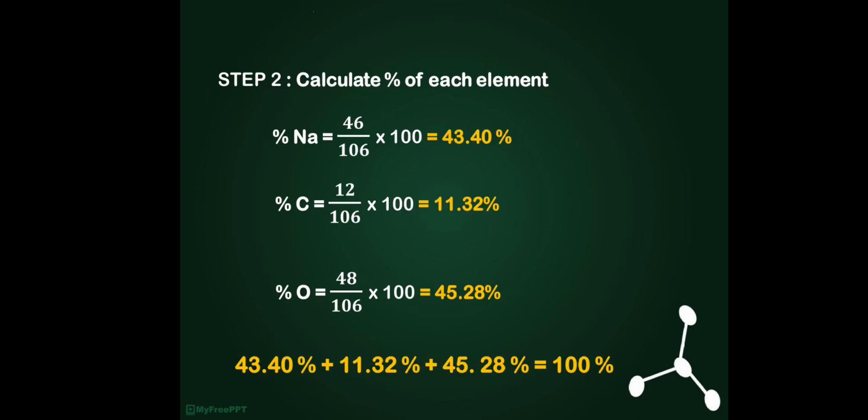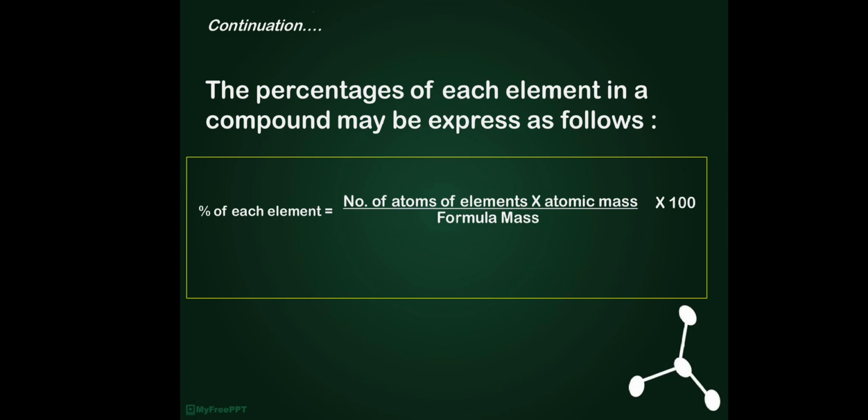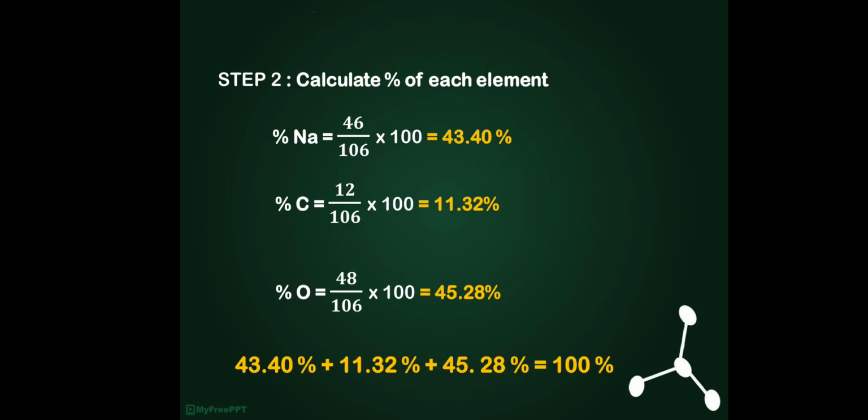Step 2. Calculate now the percentage of each element. Meaning to say, you will calculate the percentage of each element. Lahat ng yun ha. Since we have 3 elements, you have to calculate the percentage of the 3. Percentage of sodium is equal to 46 over 106 multiplied by 100. So where did we get the 106? By the formula mass. So let's go back to the formula of the percentage of each element here. Percentage of each element, number of atoms of the element multiplied by the atomic mass over formula mass times 100. So it is the same as what we do in step 2.